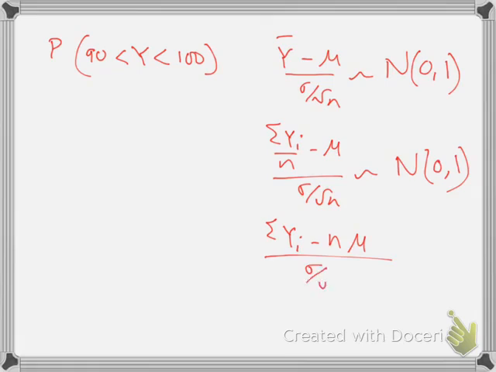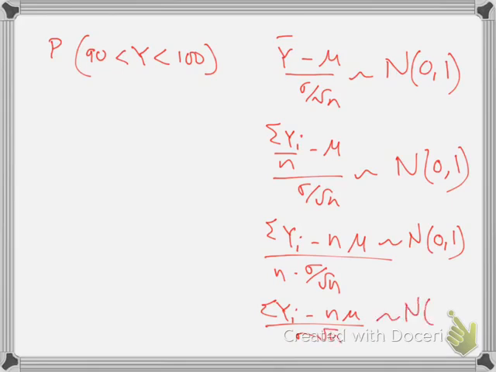So sigma over square root of n times n, this is how you would see it: square root of n times square root of n, so sum of xi minus n mu over sigma square root of n follows standard normal 0, 1. Sum of xi in our case is basically Y. So this is our Y, right? So it's a probability, and I can standardize it.